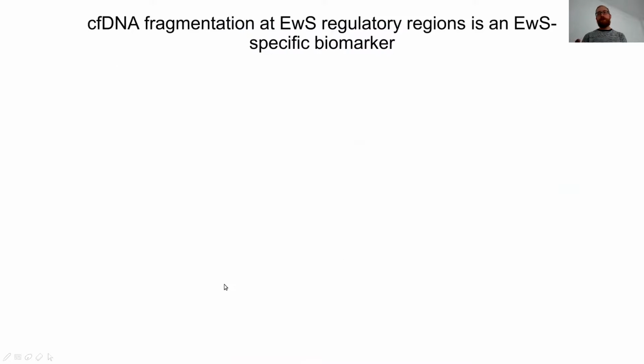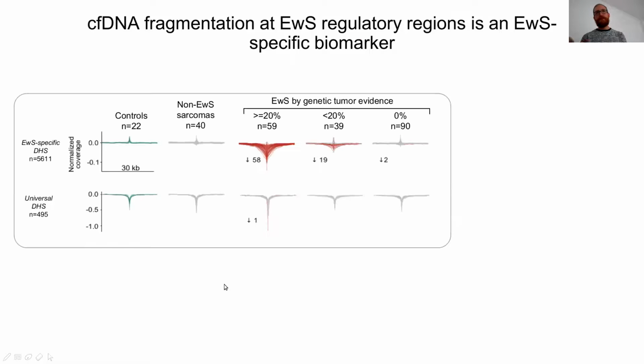And when we do this for our cohort of Ewing sarcoma patients, patients with other sarcomas and healthy controls, and when we use a set of Ewing sarcoma specific DNA hypersensitivity sites that we derived from the literature, we find the following. Healthy controls and non-Ewing sarcoma samples show a flat profile with even a small peak coming up, whereas many of our Ewing sarcoma samples show a drastic drop in coverage around the center of these sites, and especially those for which we have confirmed genetic tumor evidence as well. So this is nice. As a positive control, I included a set of universally accessible DNase hypersensitivity sites, and you can see there's virtually no difference between the groups here.